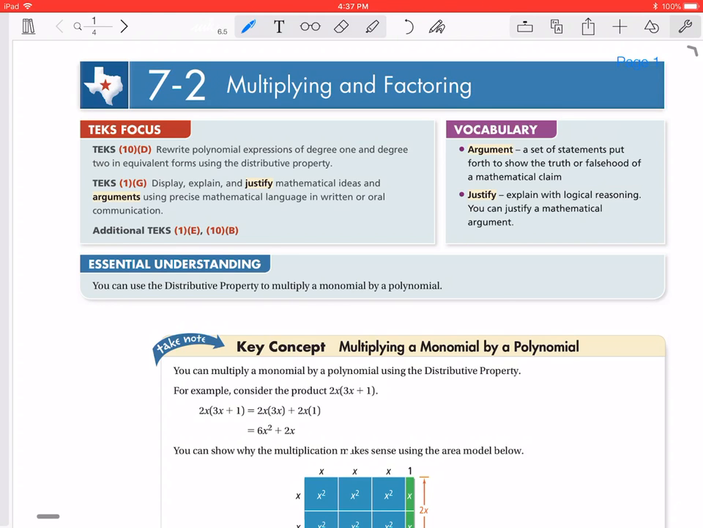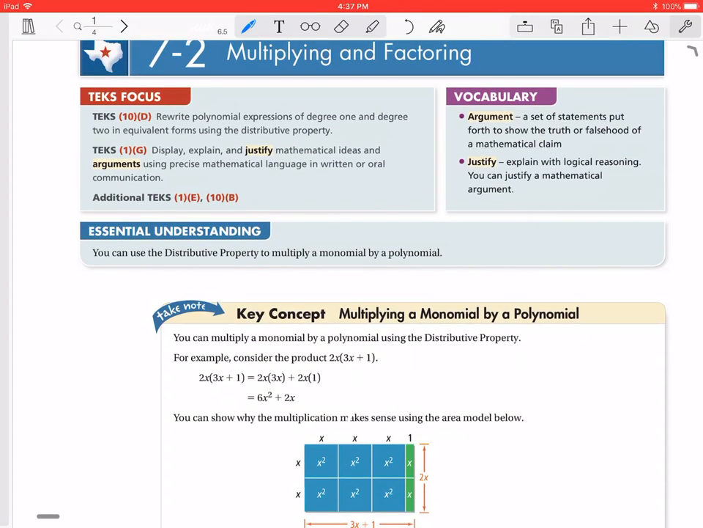So, welcome to the latest episode of MathMeowTics. In this episode, we're going to talk about multiplying and factoring. And we're going to specifically be multiplying and factoring polynomials.